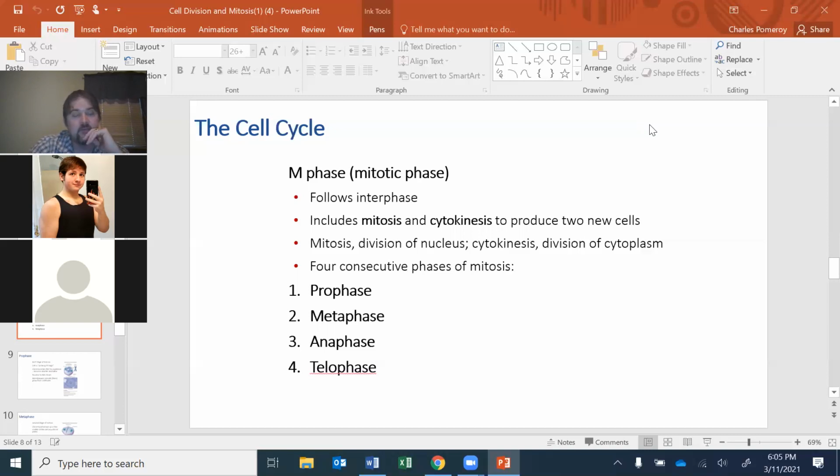People pronounce that different ways. I always learned "telo," so you might hear me say "telophase" a lot, and you might hear another teacher say it differently. I try to say them both, but after a while you're like, telo or telo, telo or telo. So I usually call it telophase just because that's how I always remember it from my teacher telling me.